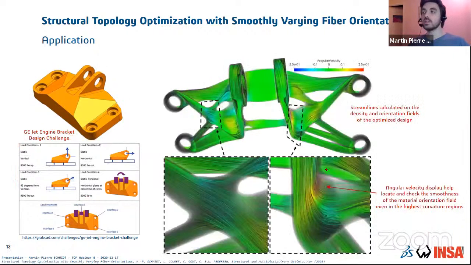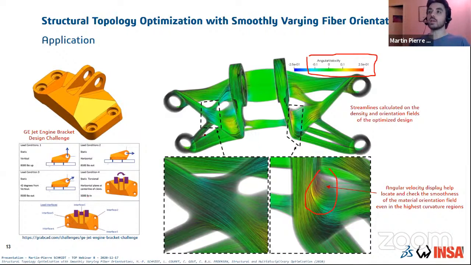And here we visualize the material orientation field, and it is color-coded with the angular velocity of those streamlines. The reason why we use this visualization is because it allows us to very quickly spot the regions with the sharpest turns. This is so that even in very complicated shapes, we can still quickly see if, in the sharpest turns, the streamlines are still fairly smooth and acceptable for our purpose.